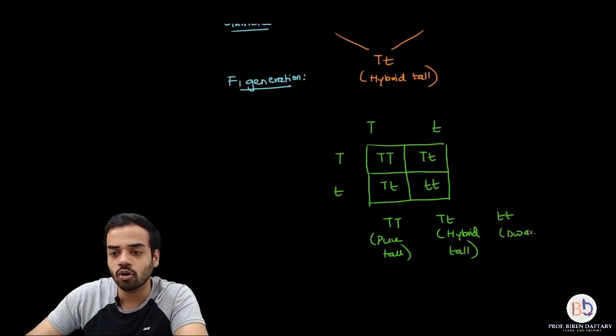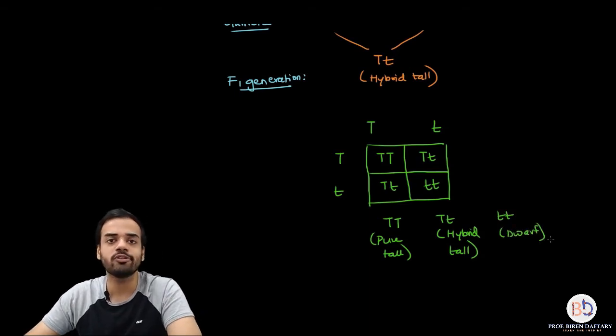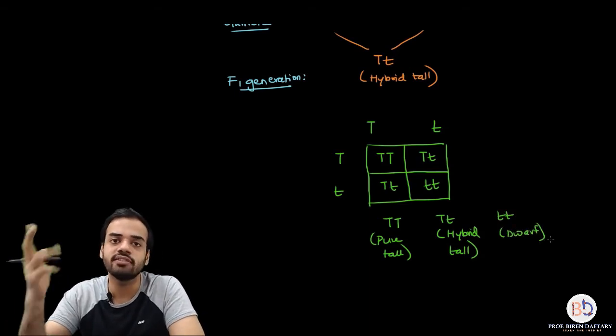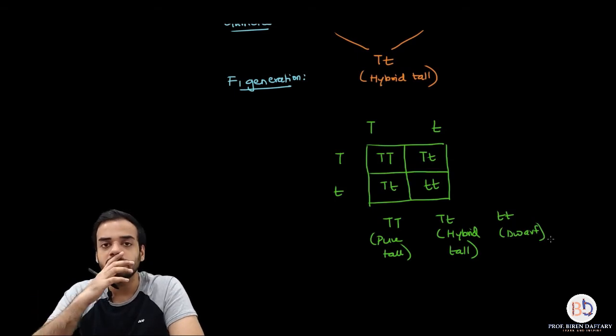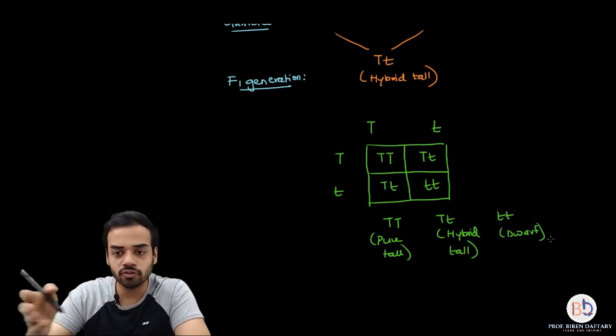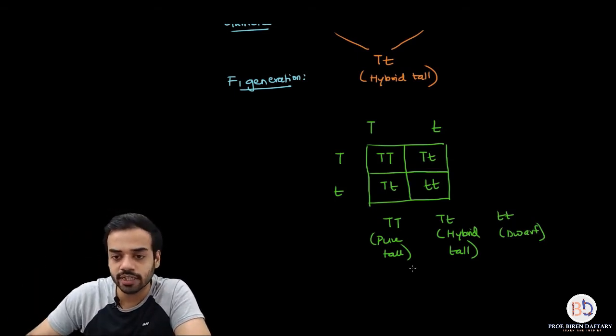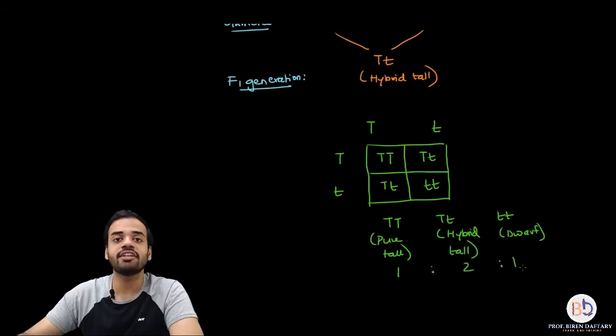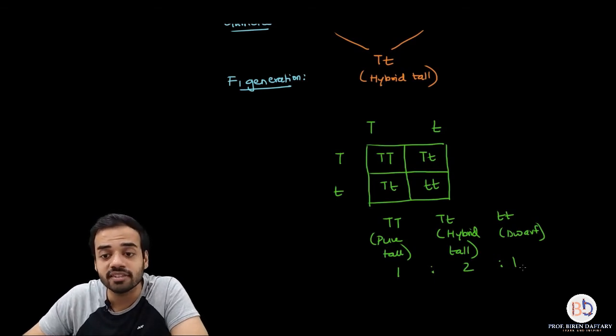You don't need to call a dwarf plant a pure dwarf, because a dwarf plant will always have both recessive alleles, so it is a dwarf plant. So now if we write down the proportion of all these three offsprings, the ratio that you get is 1:2:1. Now this ratio I have derived on the basis of the genotype, please remember.